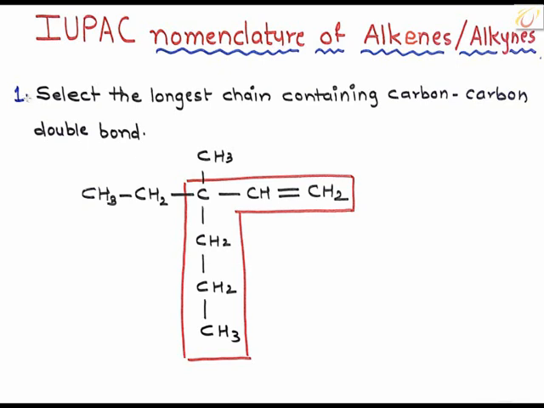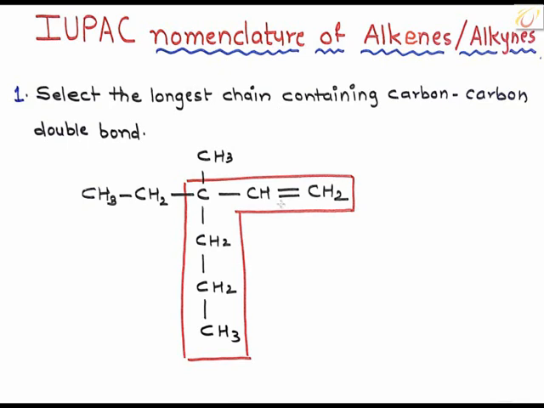Now, in this second lecture, we will revise some examples in which alkenes and alkynes are named as per the IUPAC system of nomenclature. The most important rule while selecting the parent chain is you have to select the longest possible chain containing multiple bonds as a parent chain. I'm not saying longest chain, I'm saying longest possible chain, but that chain should contain a multiple bond.